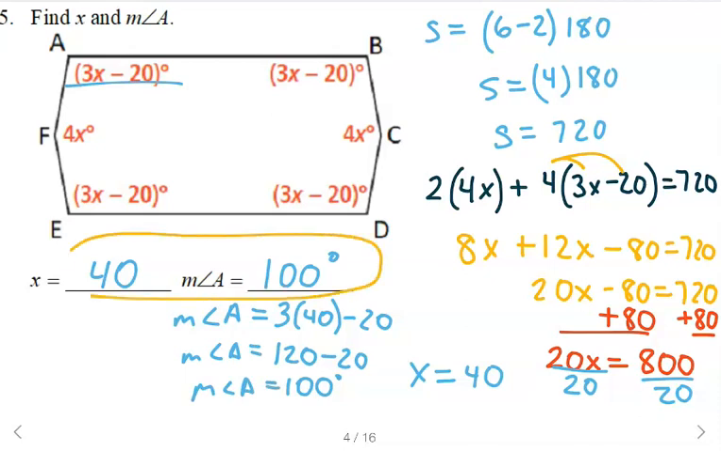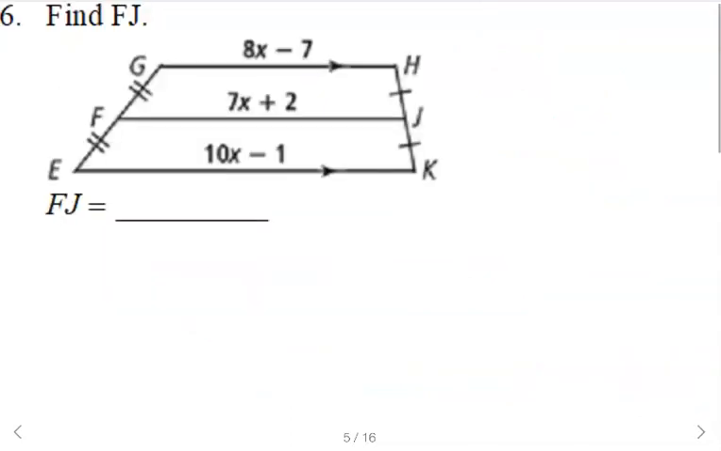So we did what they asked us to do. Alright, we've got a trapezoid. I know that because we have these two parallel sides. No other sides are parallel. So it is a trapezoid, quadrilateral with one pair of parallel sides.